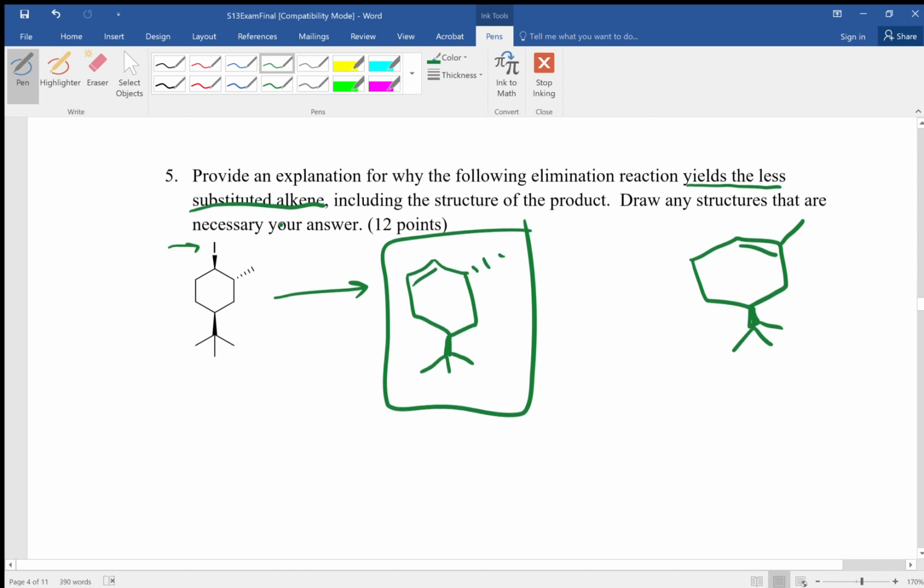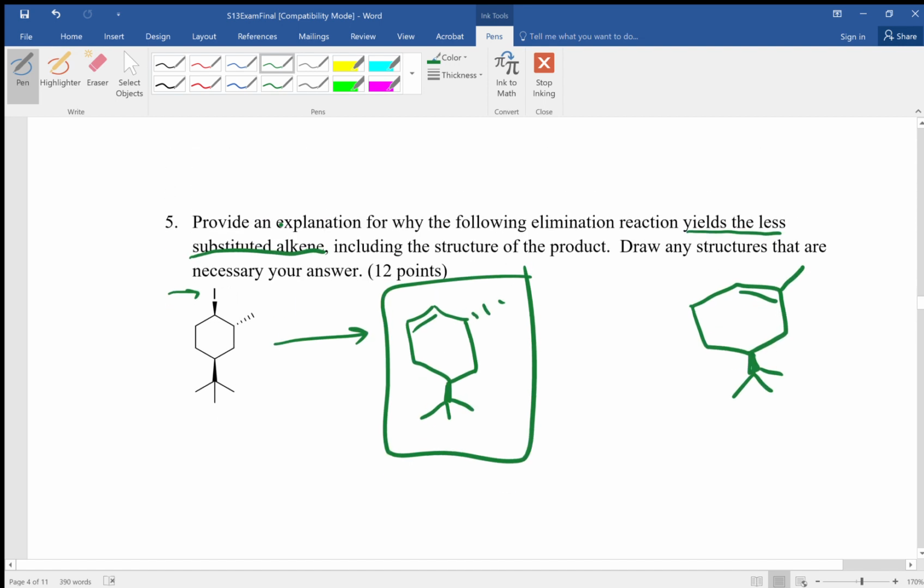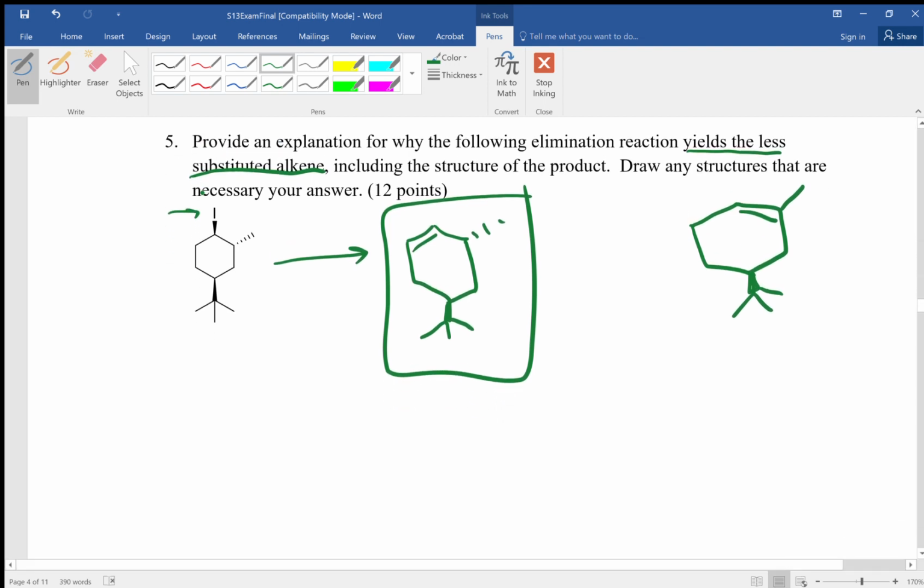Now we know that traditionally most eliminations follow Zaitsev's rule and form the more stable or the more substituted alkene. Now we have learned about Hofmann eliminations, which can favor the less substituted alkene. But in general, Hofmann eliminations require very bulky leaving groups as well as bulky bases. And you'll notice that while we haven't said what the base is here, the way the question is written sort of implies that it doesn't matter what base we used. But more importantly, with iodine as the leaving group, that's not a terribly large leaving group. So we can rule out the possibility of a Hofmann elimination. So what's going on then?